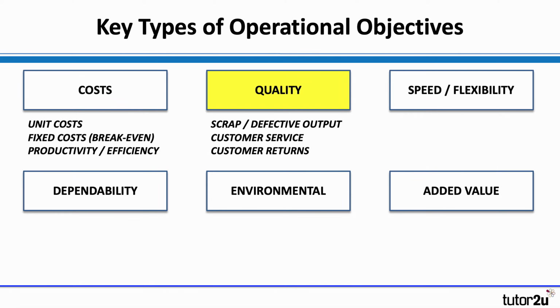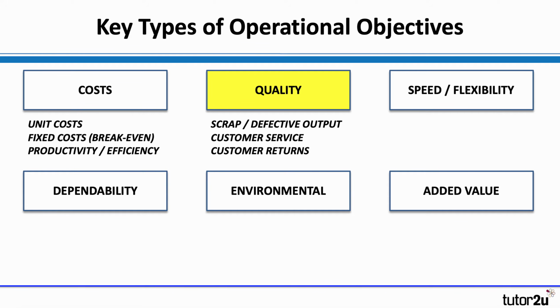An equally important area is the next one in the middle there, quality. Quality matters to every business, whether you're a manufacturer or a service business. So you might be, for example, if you're a manufacturer, setting objectives in terms of trying to minimise the level of defective output or scrap, trying to keep that percentage as low as possible.